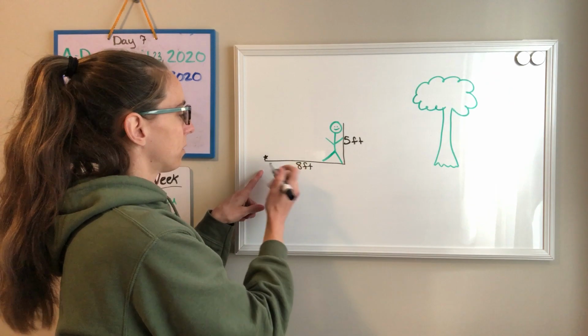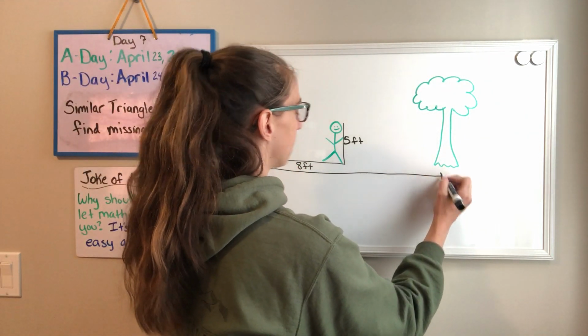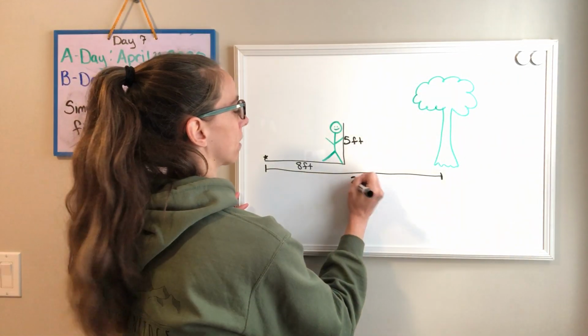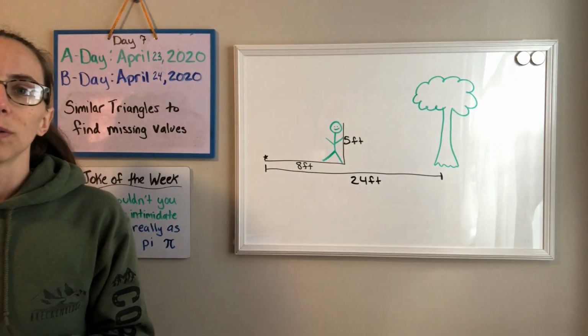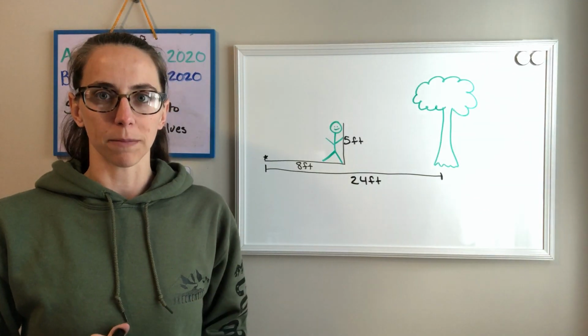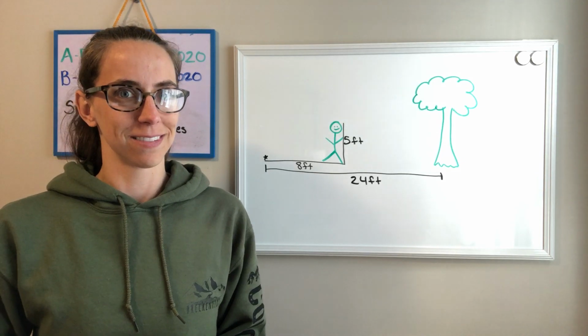But I know also that the tree is going to be 24 feet away from that little star. So using this information, I want you to figure out the height of the tree. Do you think you can?